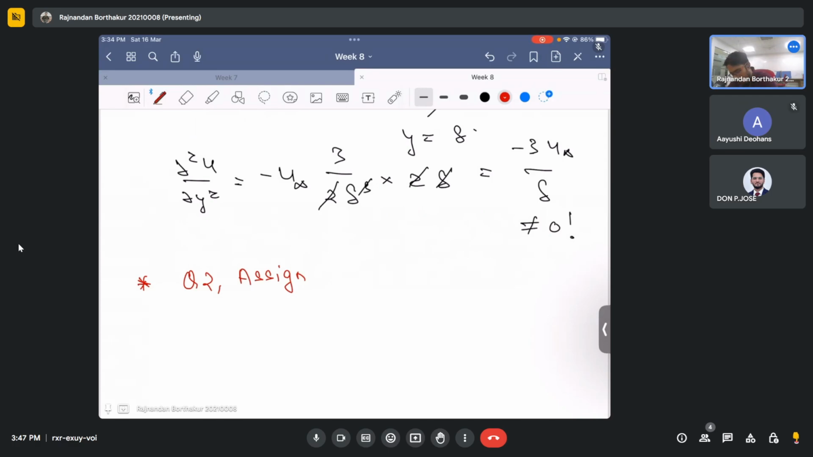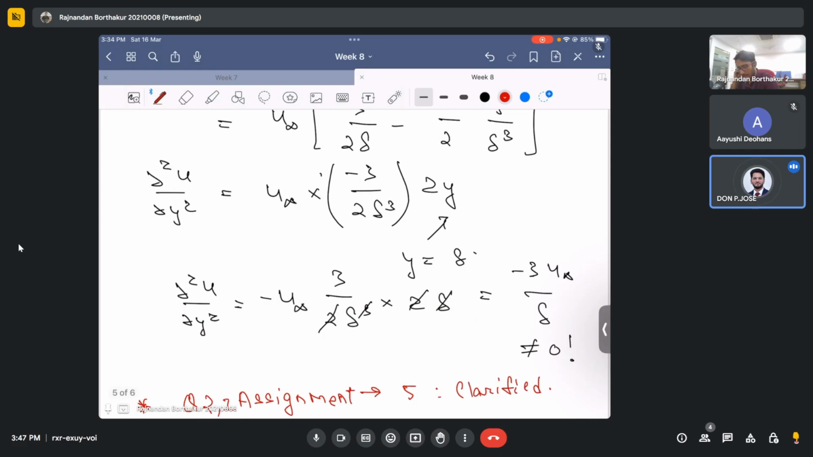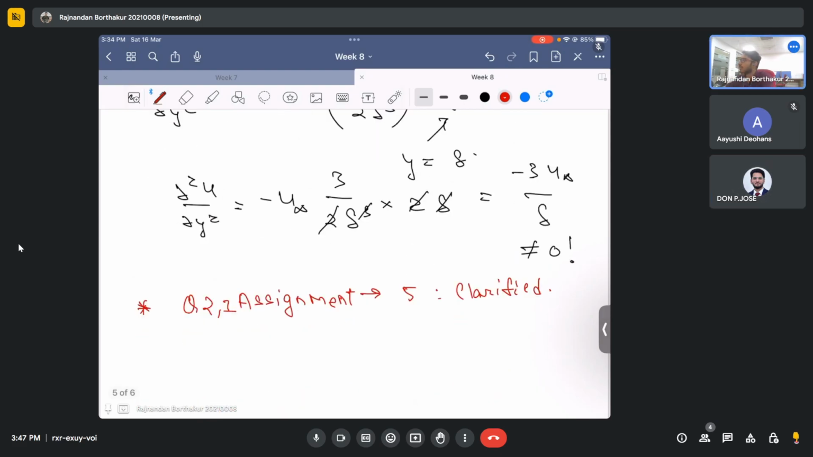I will ask the professor on this. So questions 2 and 1 of assignment number 5 also need to be clarified. And then one more doubt is there in assignment 5. Go ahead. That seventh question.